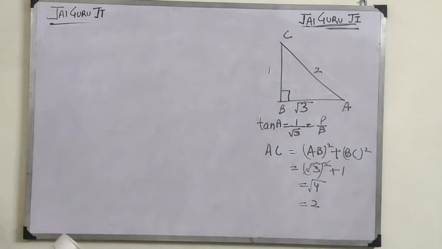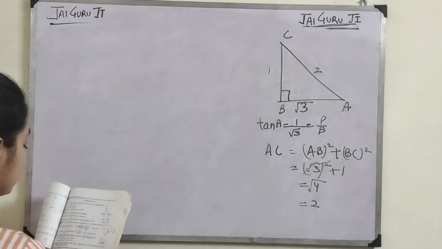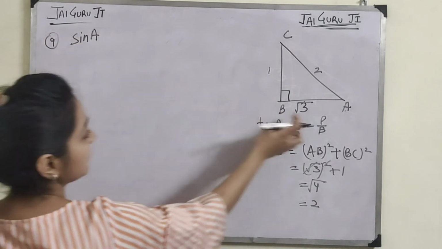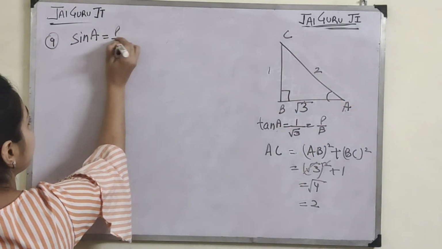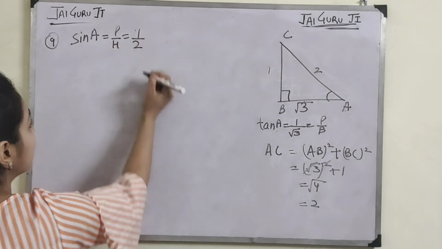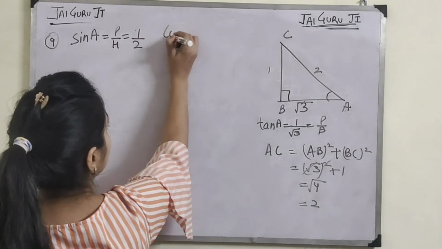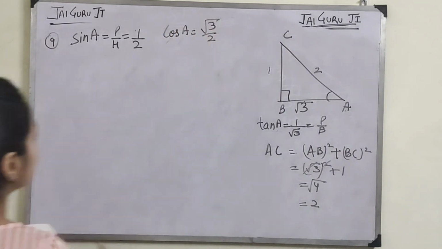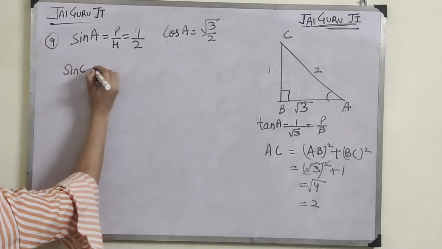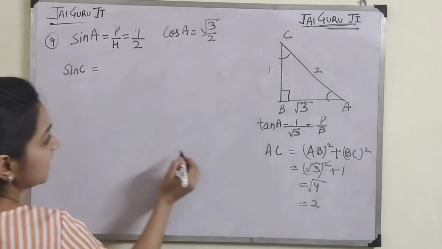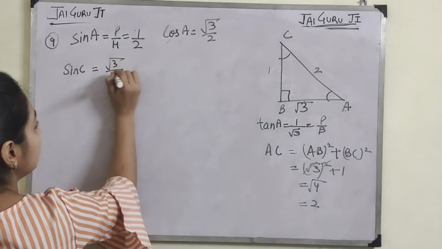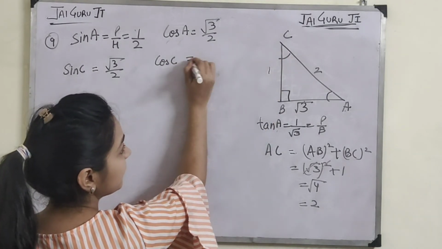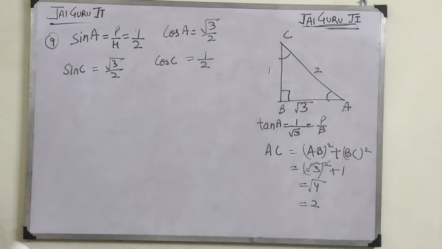Now you have to find out, in the 9th question, sin A cos C. First of all I'll take out sin A. What is sin A? This is P upon H, that is 1/2. And what is cos A? B upon H, √3/2. Now I'll come to sin C. In sin C you take this angle, that is √3/2. cos C, in cos C again this angle B, this will be 1/2. You now have these values.